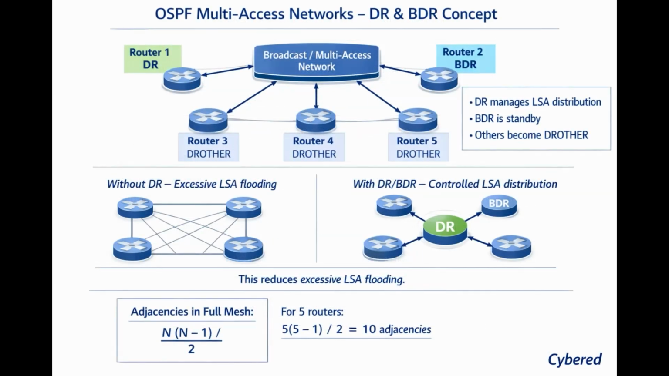Designated router and BDR. On multi-access networks, the DR manages LSA distribution. The BDR is the standby, and others become DROthers. This reduces excessive LSA flooding, and this is the adjacency formula.